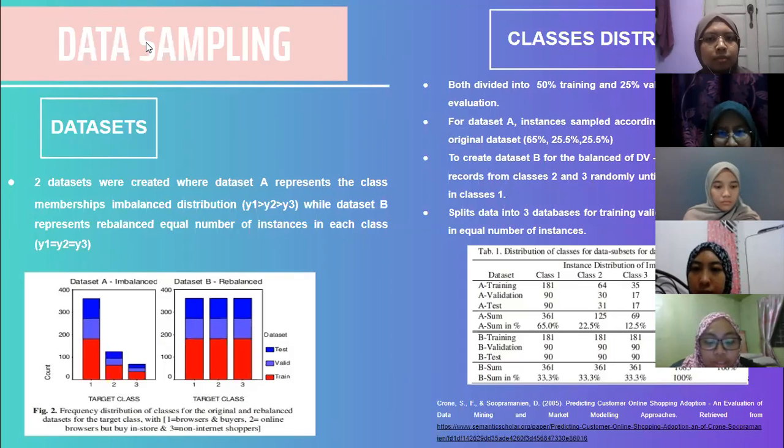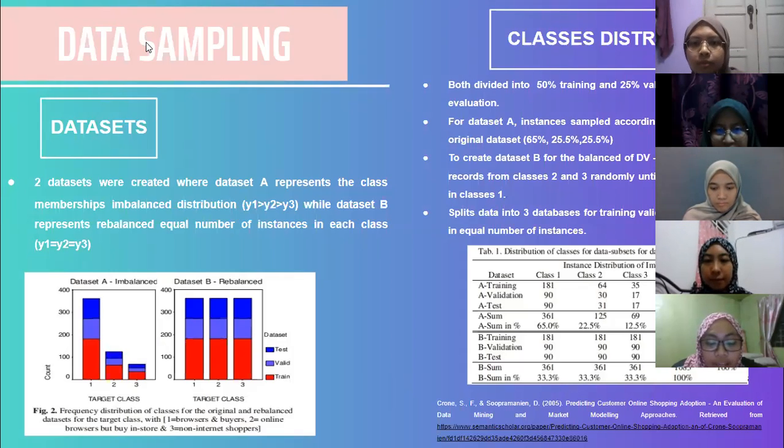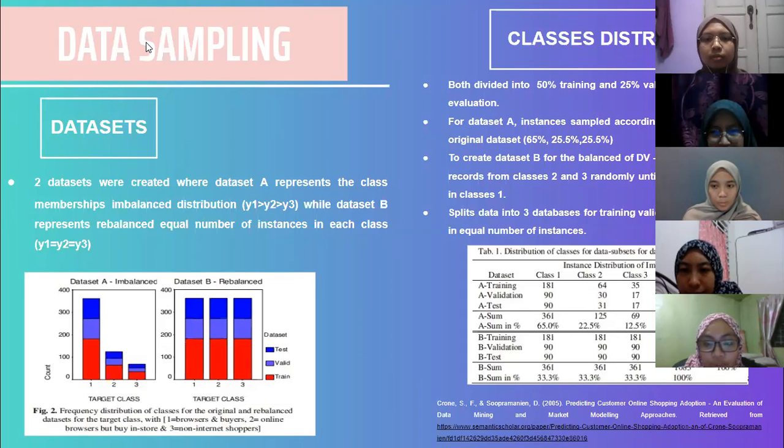For the class distribution of the datasets, both datasets are divided into 50% training, 25% validation, and 25% sample evaluation. For dataset A, instances are sampled according to the distribution in the original dataset, which are 65%, 25.5%, and 25.5%. To create dataset B, the dependent variable was rebalanced by randomly duplicating the records from classes 2 and 3 until they had an equivalent amount of instances to class 1. This results in an equal class distribution. Then the data is split into 3 databases for training, validation, and test, resulting in an equal number of instances. This table shows the split into 3 databases and the percentage of the dataset.